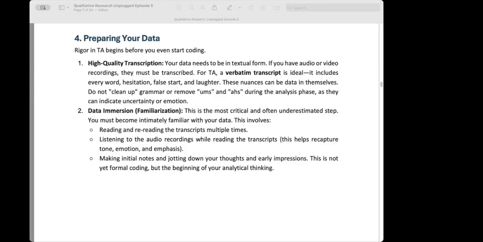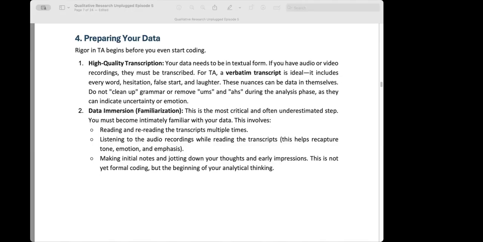false starts, stutters, repetitions, and even important nonverbal cues like laughter, sighs, or significant pauses if you can note them. These nuances are not just noise. They can themselves be incredibly valuable data points. They can indicate emotion, uncertainty, cognitive processing, emphasis, things that would be entirely lost in a cleaned-up transcript. So don't try to make the participants sound smarter or more articulate. Absolutely not. Not at the transcription stage for analysis.